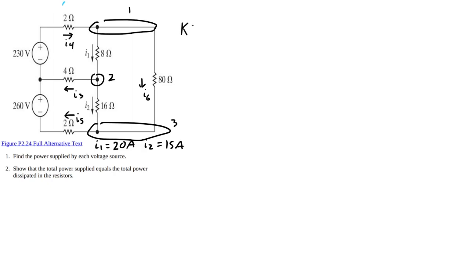So the KCL at node 1, we have I1 going in, and I2 and I3 going out. So we know I1 is going to be 20. And we have I2 is known to be 15. That means I3 has to be 5 amps. That's good. So now we can start to calculate the other values in the circuit.